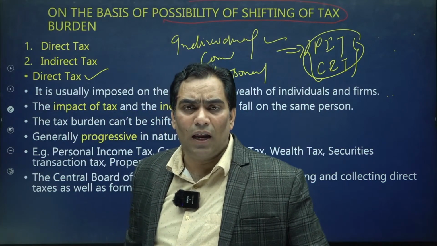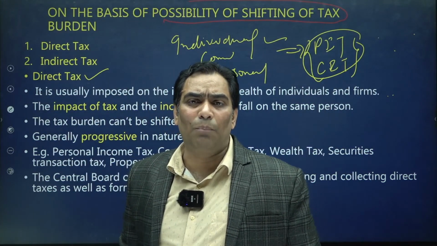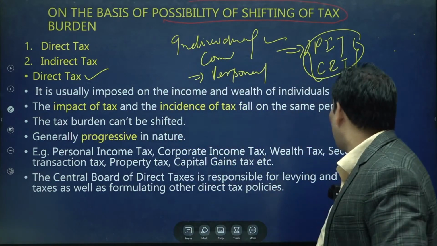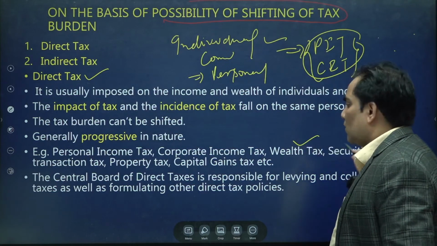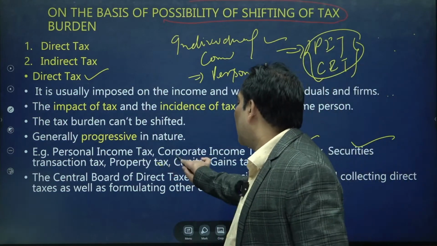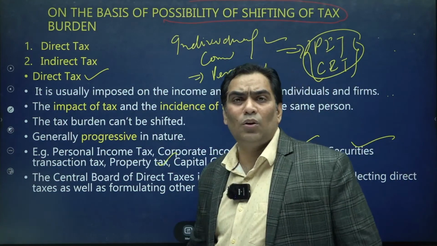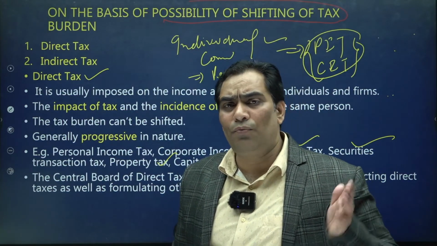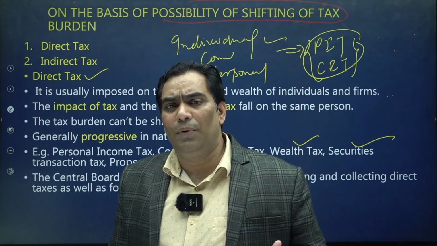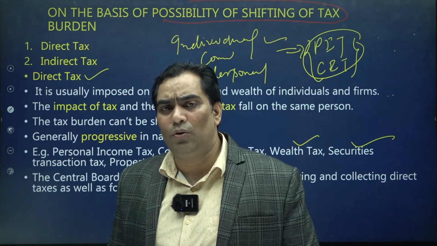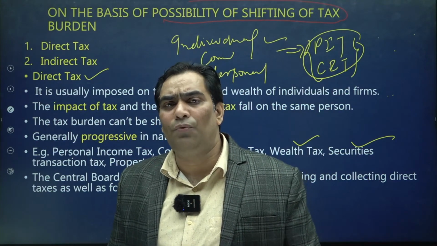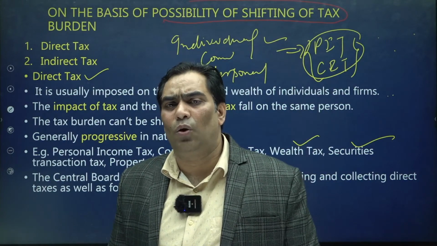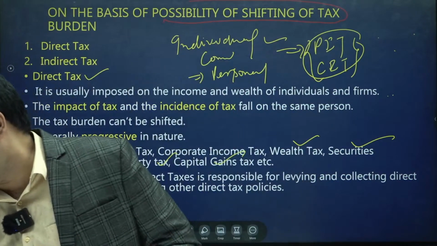Personal income tax and corporate income tax are examples of direct taxes. Not only personal income tax and corporate tax, but also wealth tax, securities transaction tax, property tax, capital gain tax. These are all examples of direct tax. In case of direct tax, it is levied on income or wealth of the individual. At the same time, in case of direct tax, impact of tax as well as incidence of tax is on the same person. This is about the direct taxes.